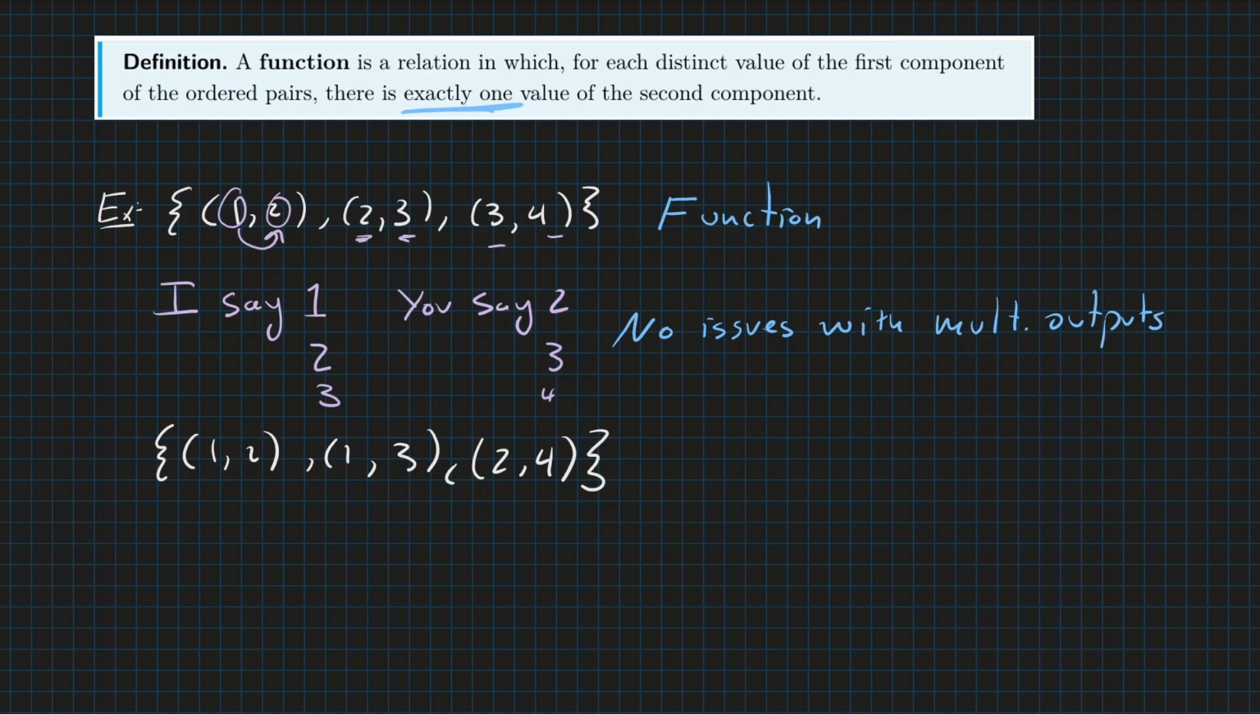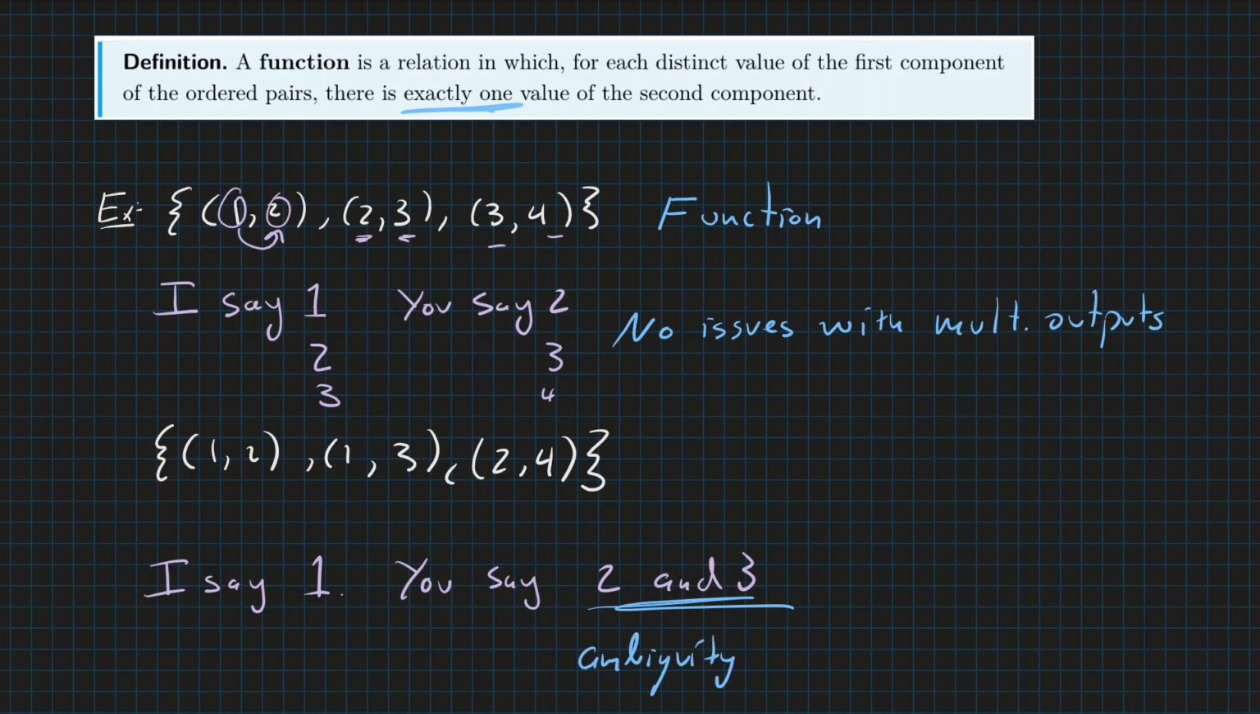Now, if we take a look at the second relationship down here, we noticed before that if I say 1, you say both 2 and 3. There's an issue. All right? There's an ambiguity. That ambiguity means that this is not a function. There are 2 outputs for 1 input.